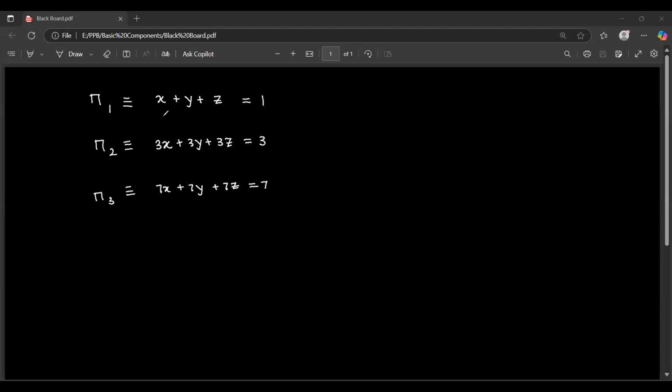But now we'll go to the final boss. There are three equations that represent the same plane. If you face something like this, you can clearly see the same equation is multiplied by 3 here, and here we have multiplied it by 7. So this means all three equations represent the same plane, but they are multiplied by a scalar number.